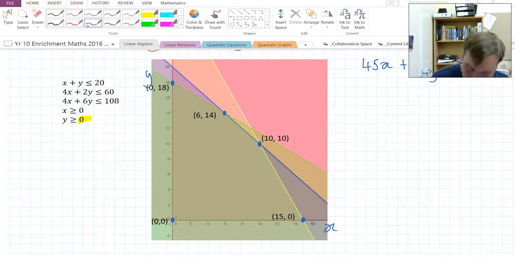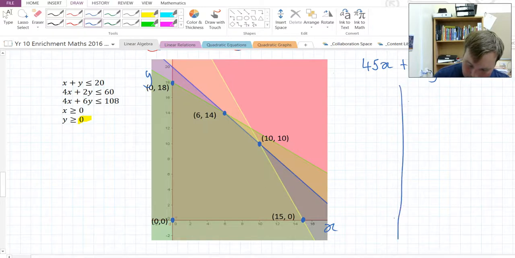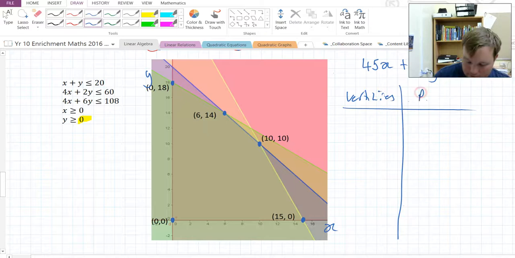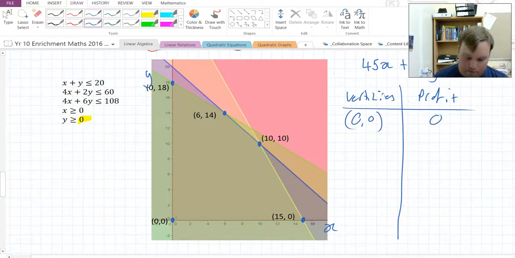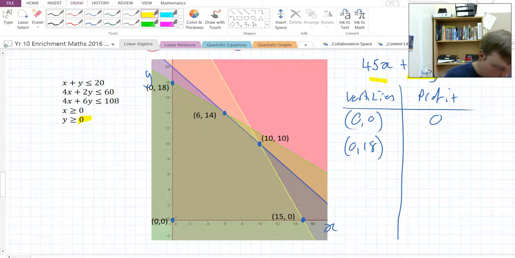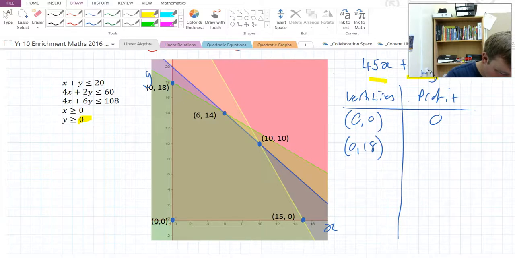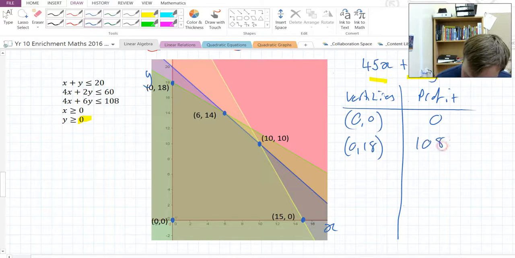So what you do here is list vertices and then profit for each vertex. So our first vertex is 0,0. And if we sub 0,0 into that equation above, we get 0. What about 0,18? Well, if we sub 0,18 above, we would get 45 lots of 0 plus 60 lots of 18. Let's have a shot. I can't do 60 18s in my head. But that would get us $1,080.